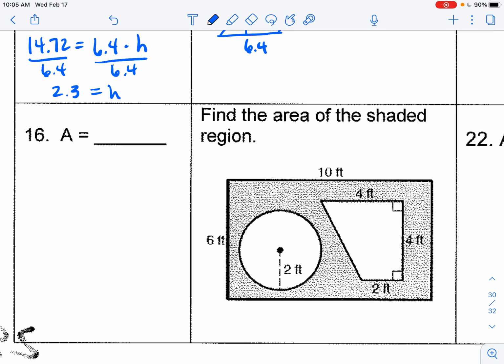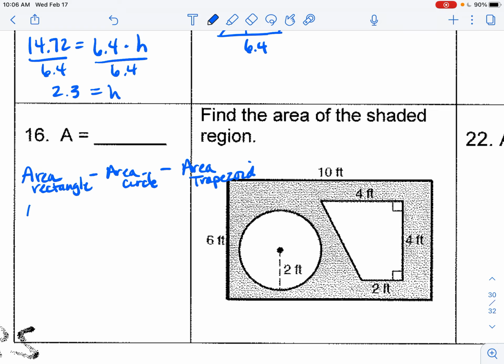In 16, find the area of the shaded region. Okay, so it looks like we've got a rectangle. So here's my plan. We're going to find the area of the rectangle, and we're going to subtract off the area of the circle, and we're going to subtract off the area of that trapezoid. And that should give me the remaining area, the shaded region.